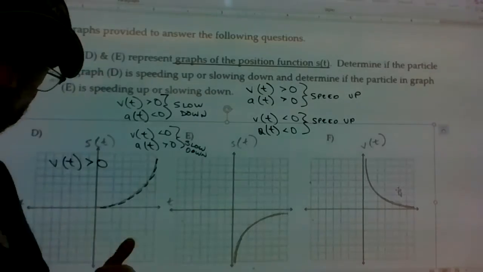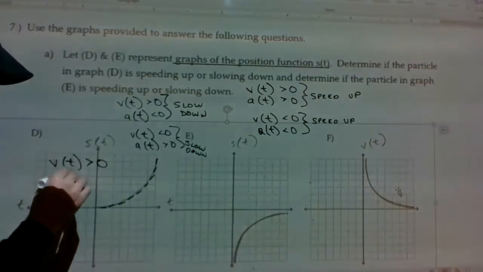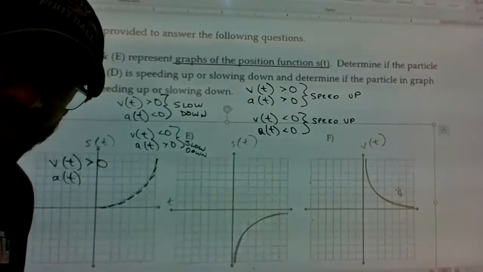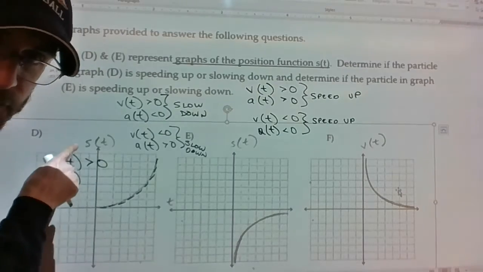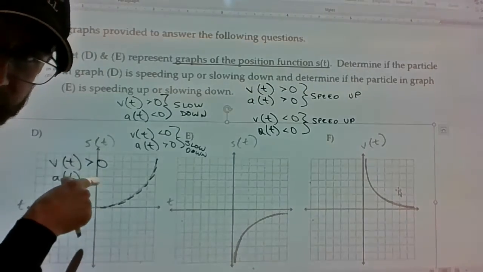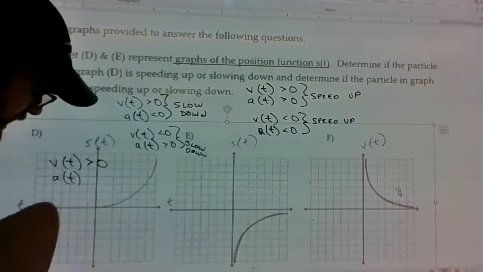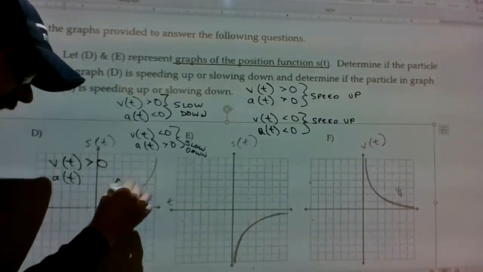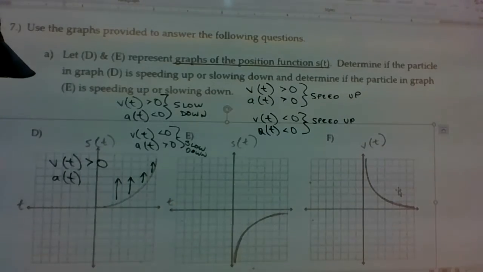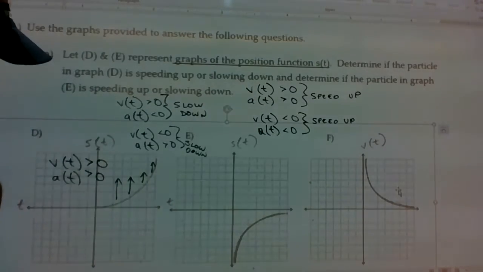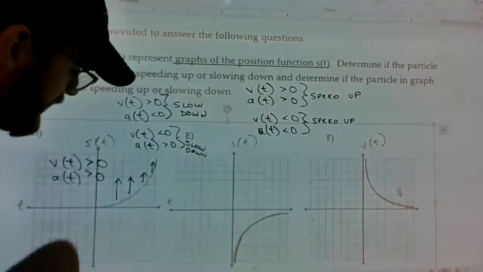Now, how can we talk about the second derivative? Well, if you recall, the second derivative was related totally to concavity. When you're given the original position function, 2 derivatives later are all informed by whether or not it's concave up or concave down. So this is, in its entirety, concave up. So the acceleration is also greater than 0. If both velocity and acceleration are greater than 0, it's speeding up.